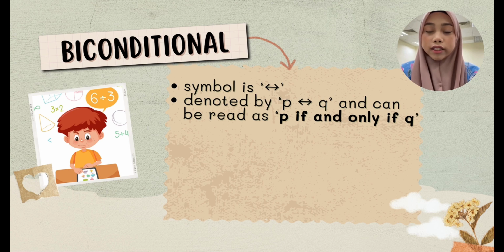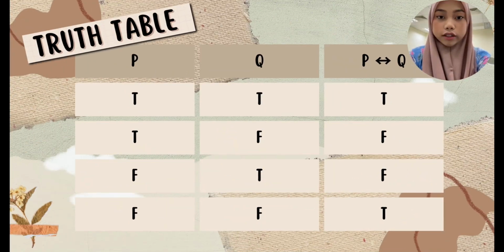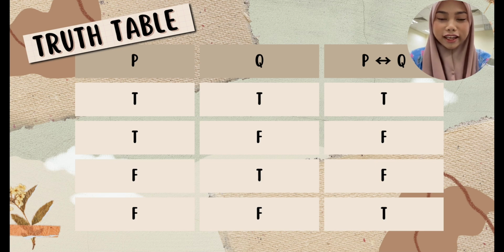Biconditional, the symbol has two-sided arrow. It is denoted by P two-sided arrow Q, but it is read as P if and only if Q. Okay, so this is truth table for biconditional. For biconditional, the easiest way to remember, if the statements have the same true value, the true value for P if and only if Q will be true. For example, P true, Q true, P if and only if Q will be true. If P true, Q false, P if and only if Q will be false, and same goes to others.